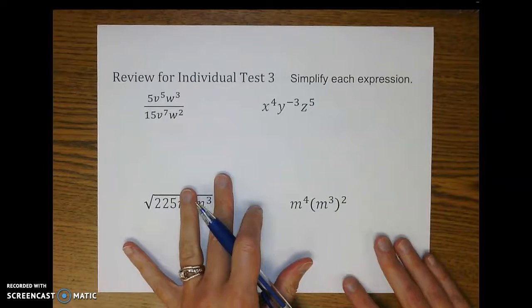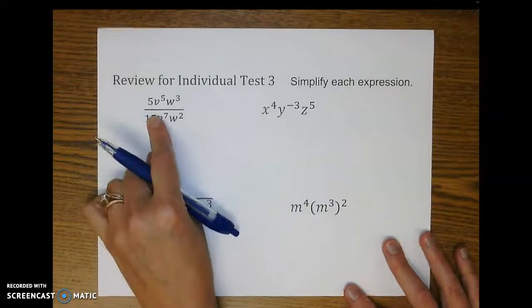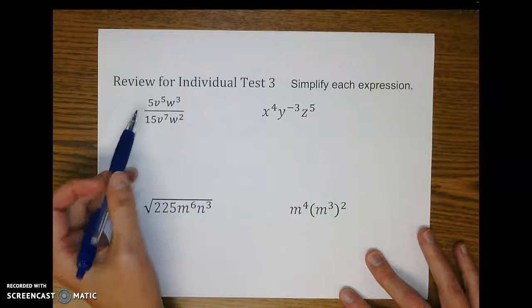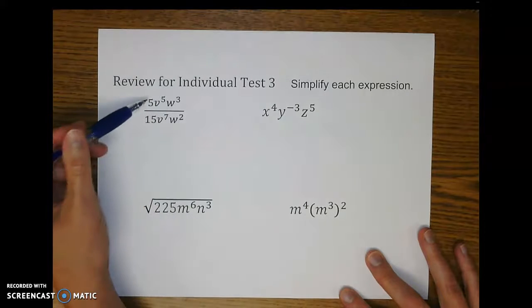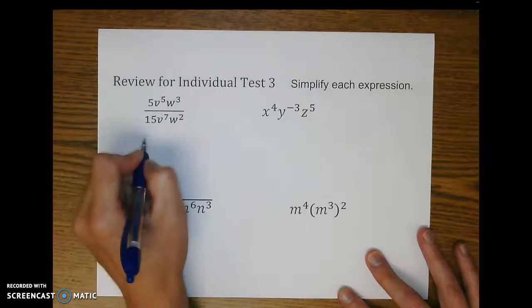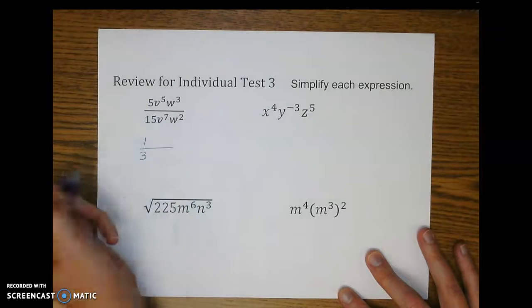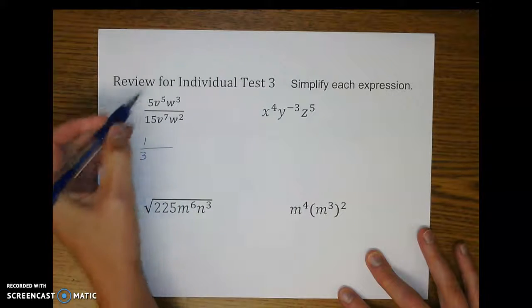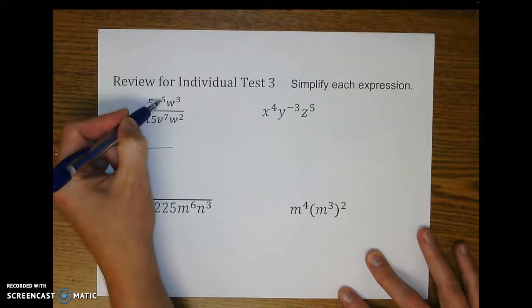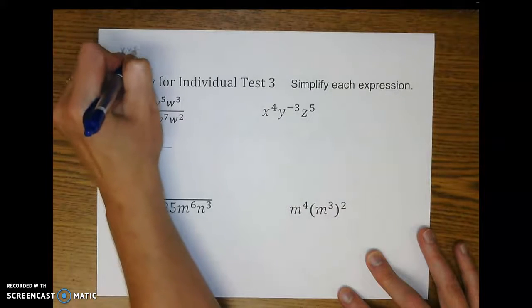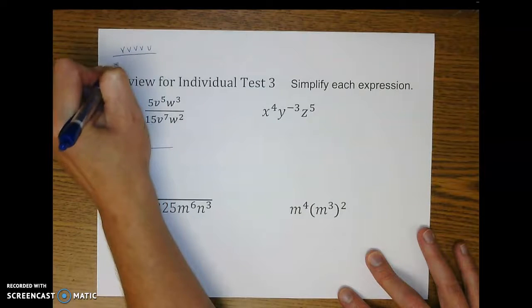These here, we need to simplify each expression. So dealing with this one up here, I'm going to simplify things just object by object. So first of all, I'm looking at this 5 over 15. 5 over 15 reduces to 1/3. So I took care of the 5's. Now I'm going to deal with the v's. I have 5 v's on top, 7 on the bottom.